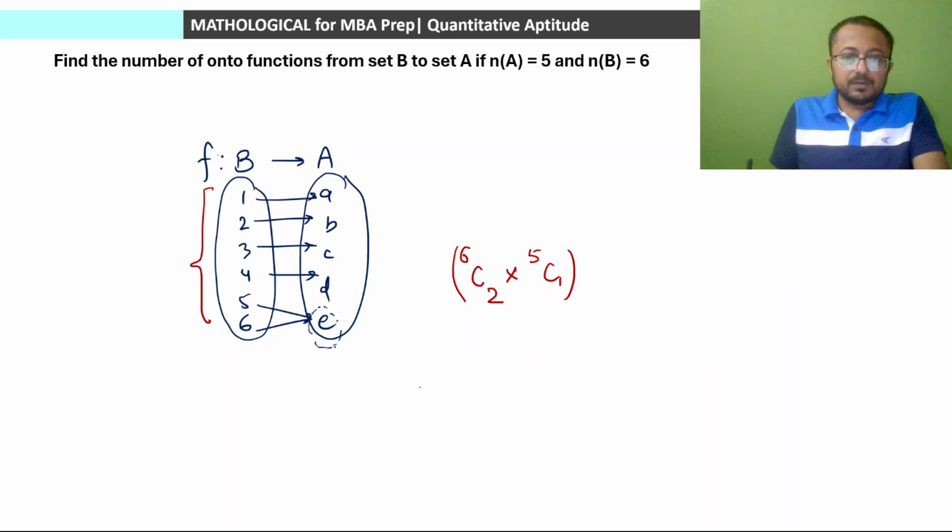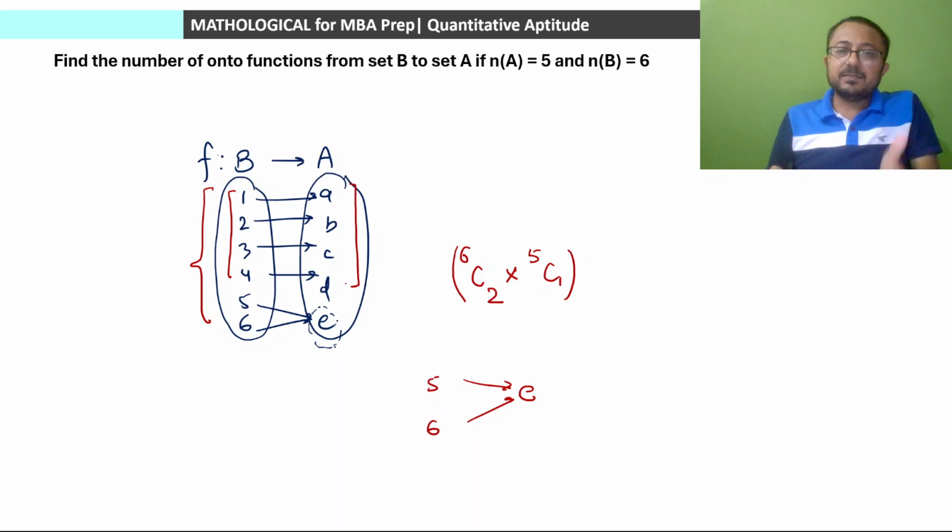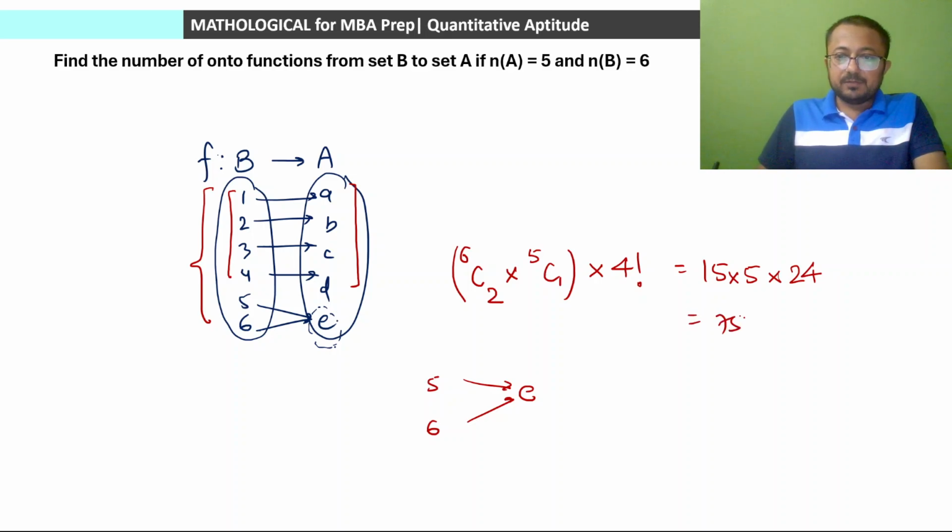Let us say we've selected 5 and 6 and 5 and 6 is connected with E. Now we have 4 elements remaining in set B and 4 elements remaining in set A. यानी कि 4 elements remaining in our domain and 4 elements remaining in codomain. So in how many ways we have to connect these 4 elements? Each in 4 factorial ways. Now we can connect these in 4 factorial ways because we have to cover all the elements of the codomain. So 6C2 into 5C1 into 4 factorial, this will be our answer, which is 15 into 5 into 24. That is 75 into 24. ठीक है, which is 1800.